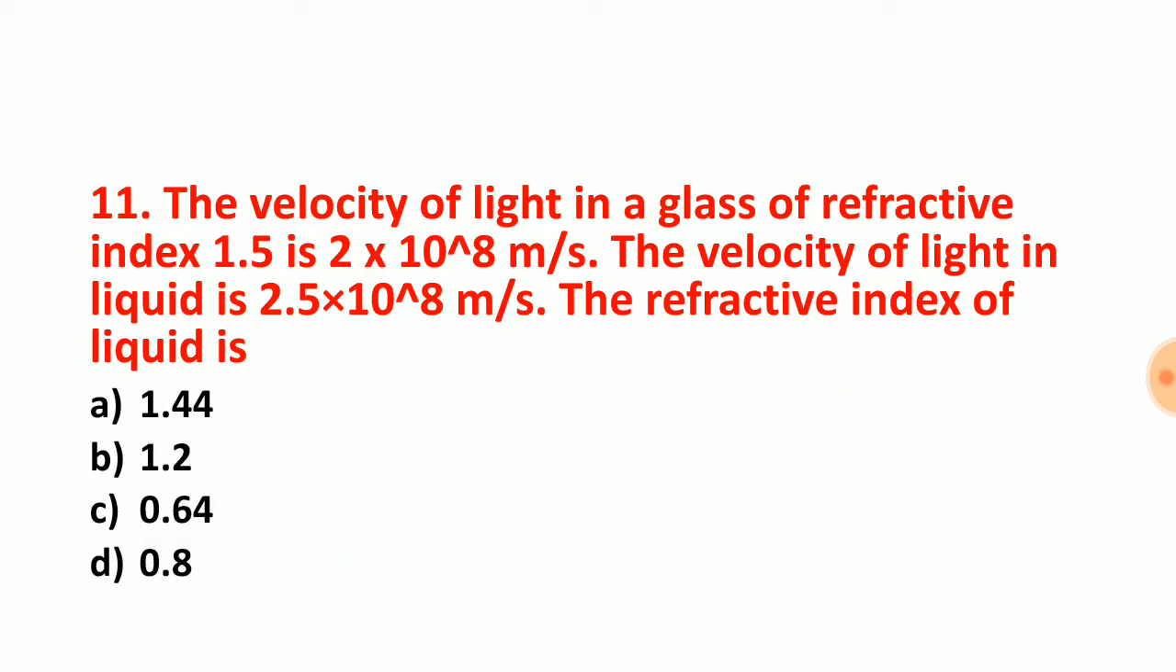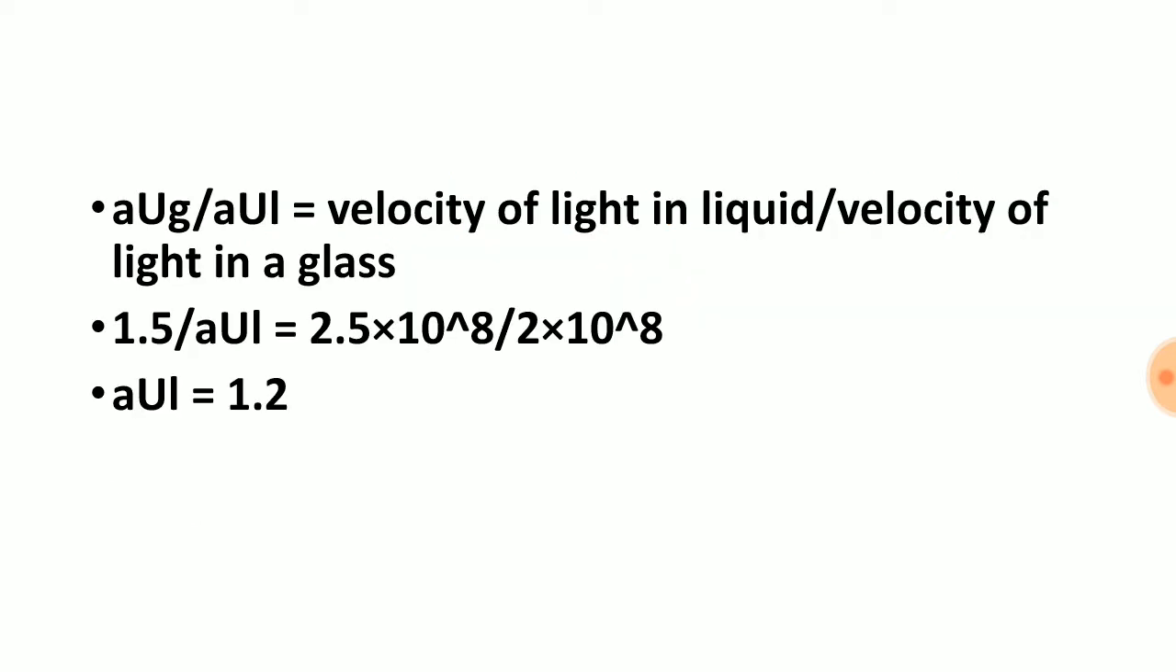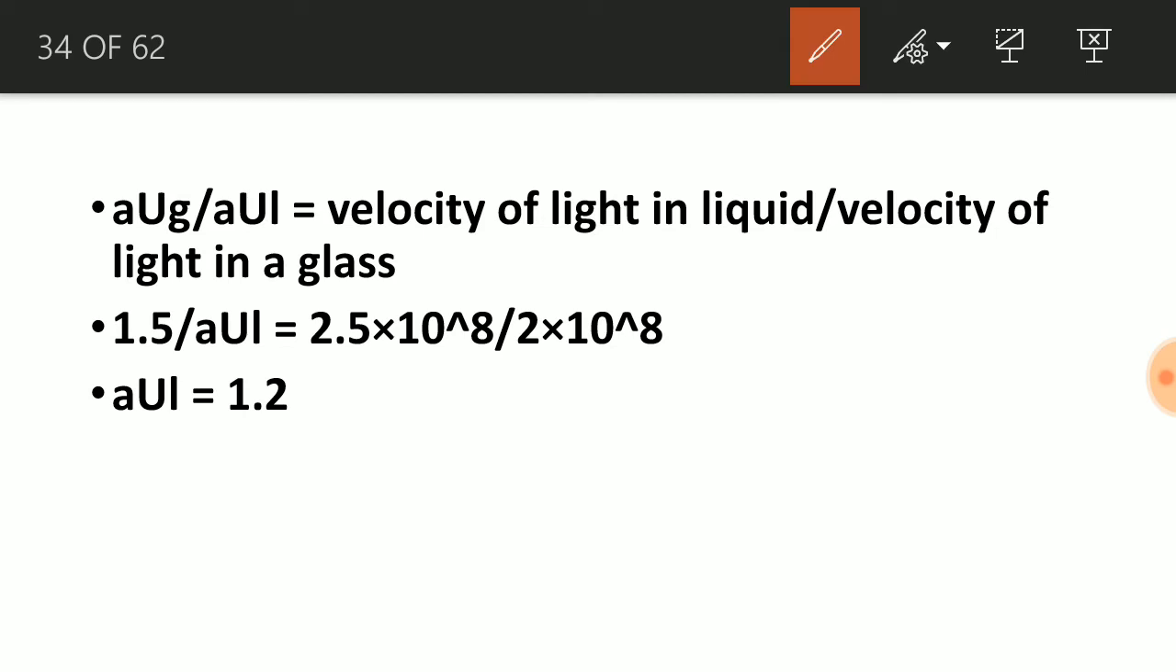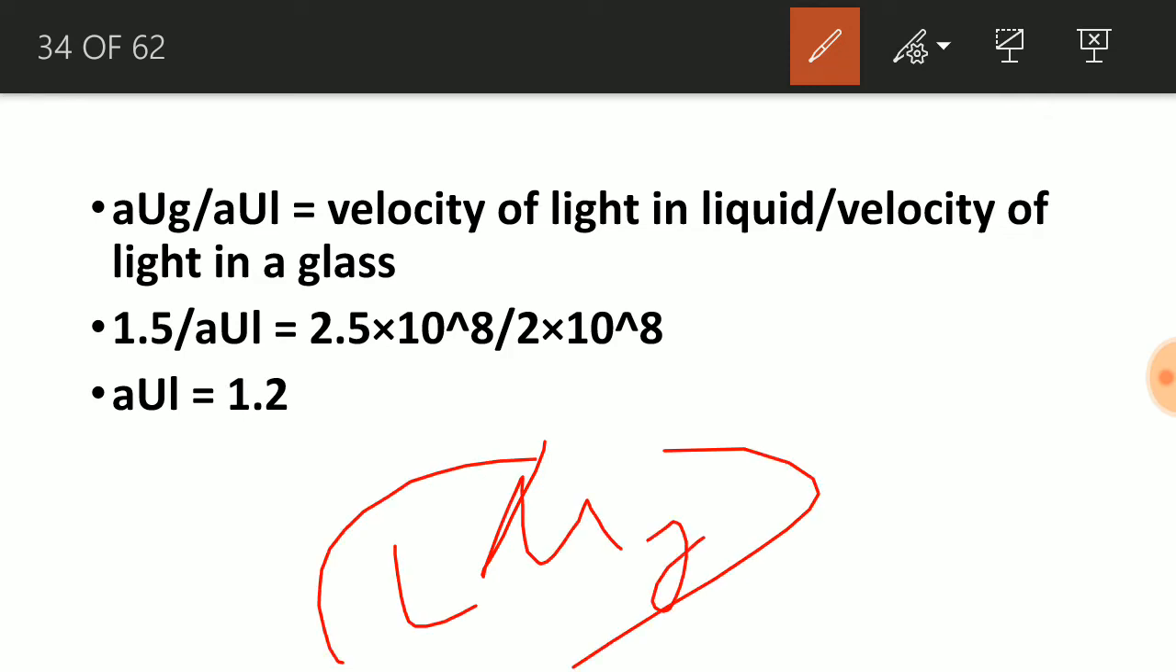Question number 11. The velocity of light in a glass of refractive index 1.5 is this, and the velocity of light in a liquid is this. The refractive index of the liquid is? In this case our formula is: the substance is traveling from glass to liquid, so L mu g.